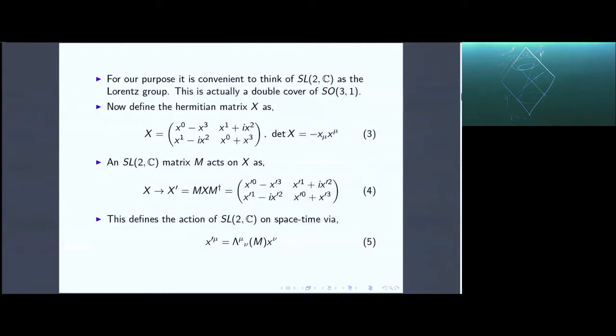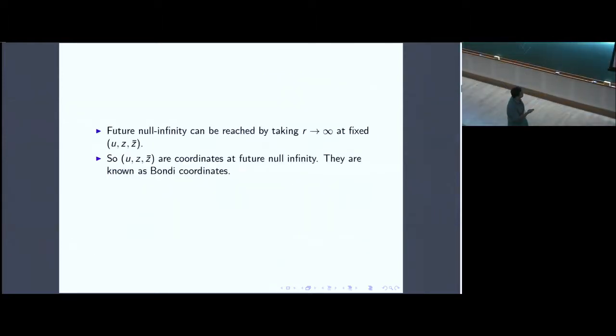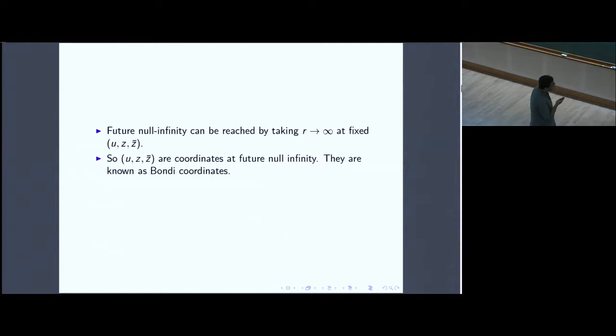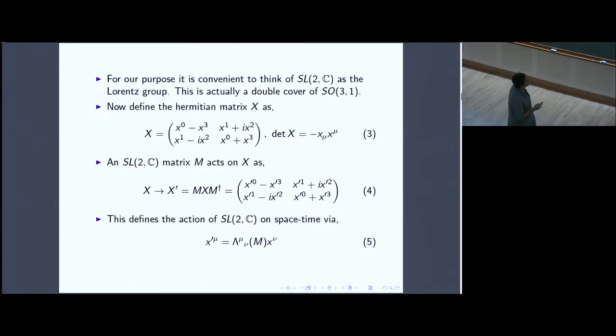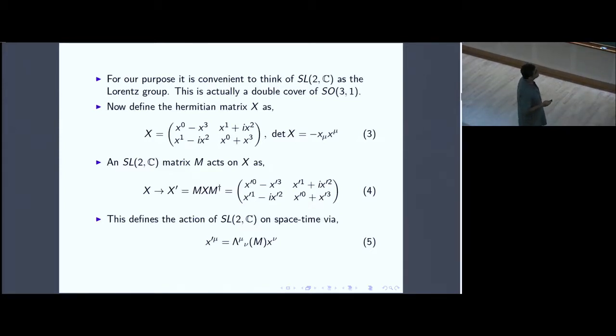Okay, so now we have got this U, Z, Z bar, and now we actually want to see how the Poincare group acts on this U, Z, Z bar. For our purpose, it is more convenient to think of this SL2C as the Lorentz group, and there is a 2-to-1 map from the SL2C to the SO(3,1), and this stuff is quite well known.